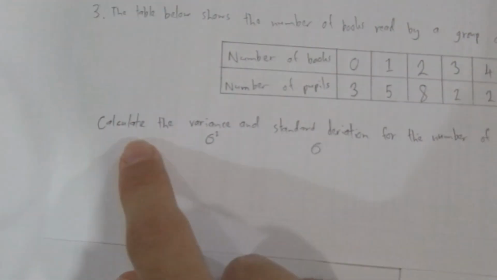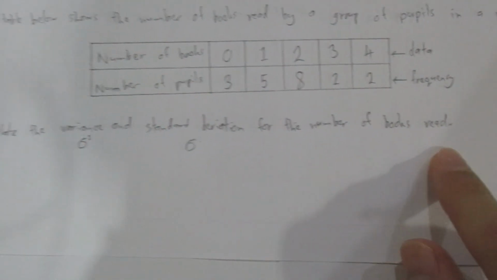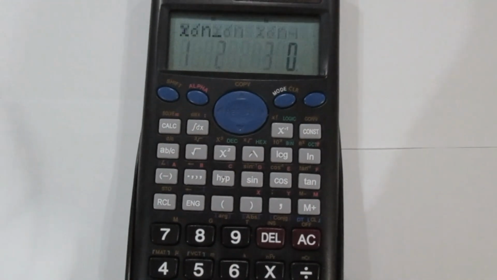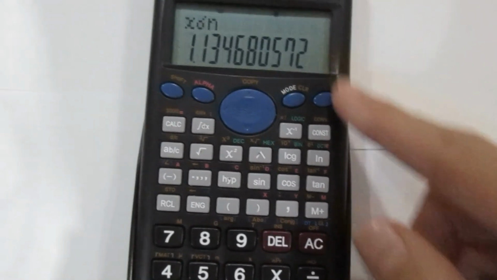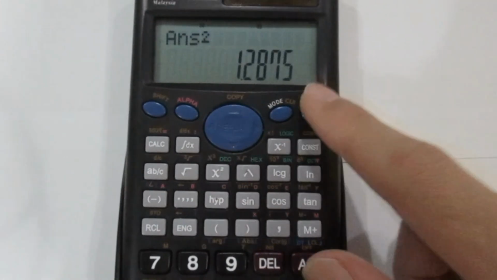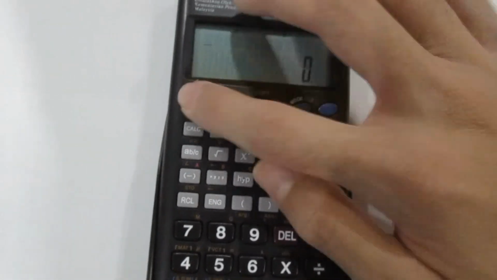The question wants to calculate the variance and standard deviation for the number of books read. So I press Shift, S var, number 2, and this is my standard deviation. And then I square it to find the variance. So it's just like that. Super simple. And it saves a lot of time.